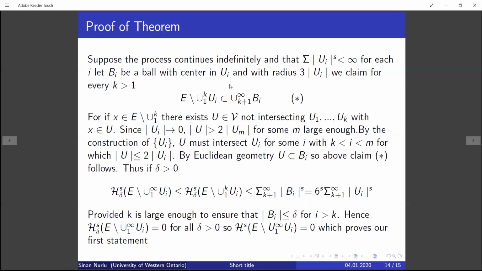Then for each i, we can pick a ball with the center in U_i, with a radius 3 times the diameter of U_i. This way, we can see that U_i sits in B_i. And here's our claim. We're going to prove this using the basic properties we derived in our first lemma about this construction.